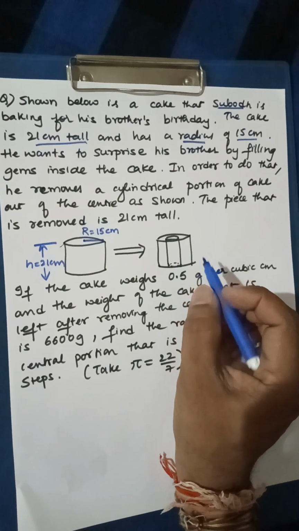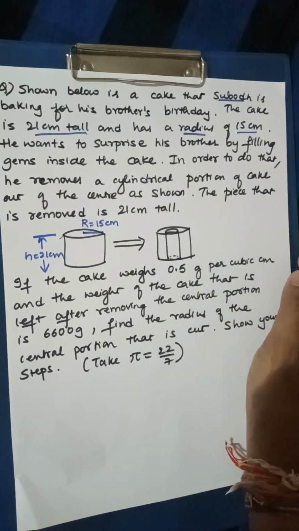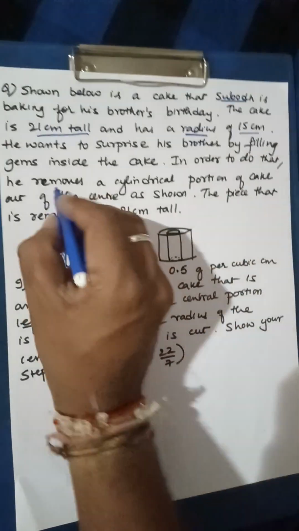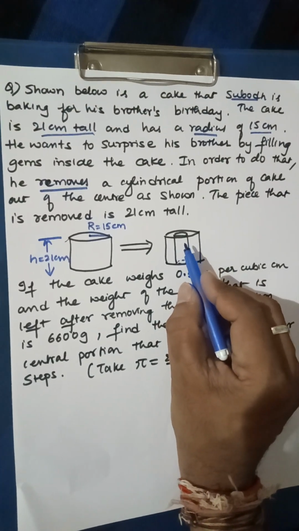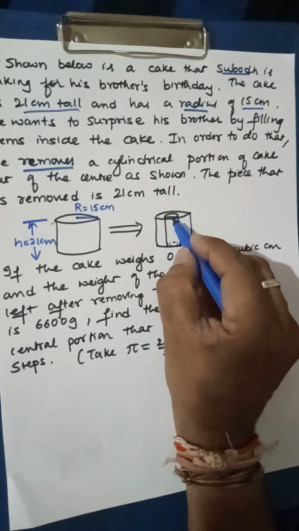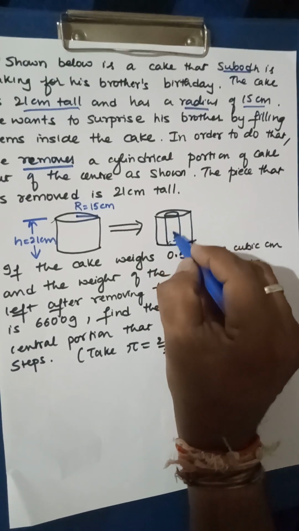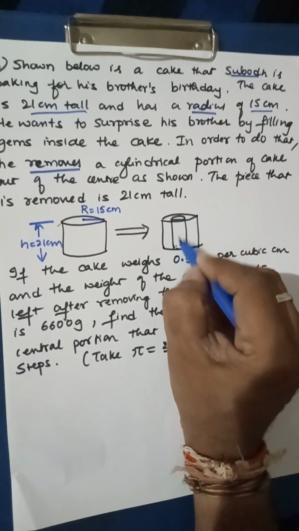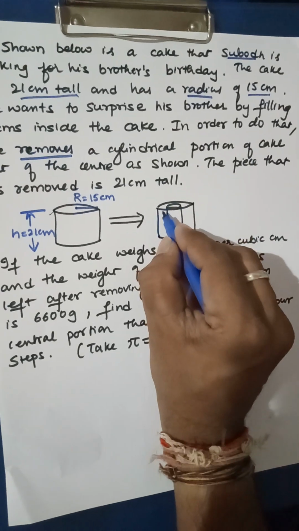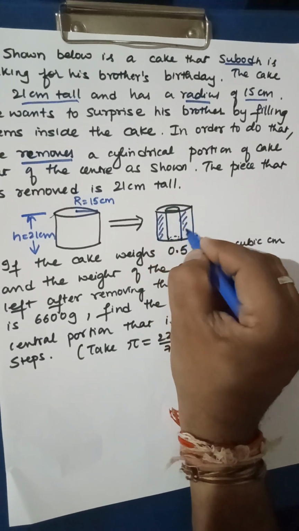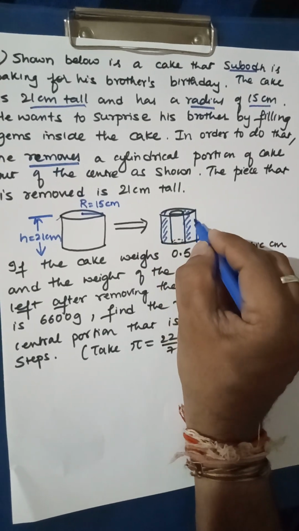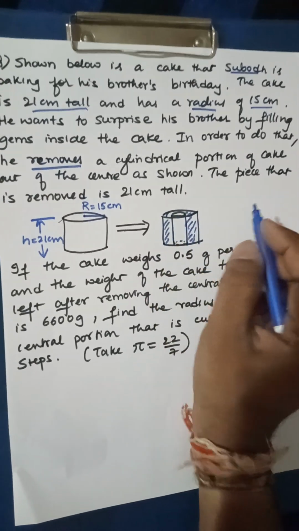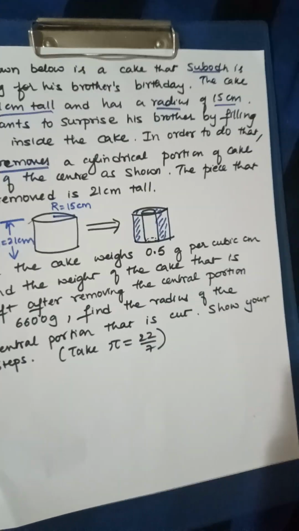Now he wanted to surprise his brother, so he removed a cylindrical portion out of the cake as shown. So this is the portion which is removed, the cylindrical portion. And what is the cake that is left out? The cake that is left out after removing the central portion is the one which I have shaded in blue. This is the cake that is left out.